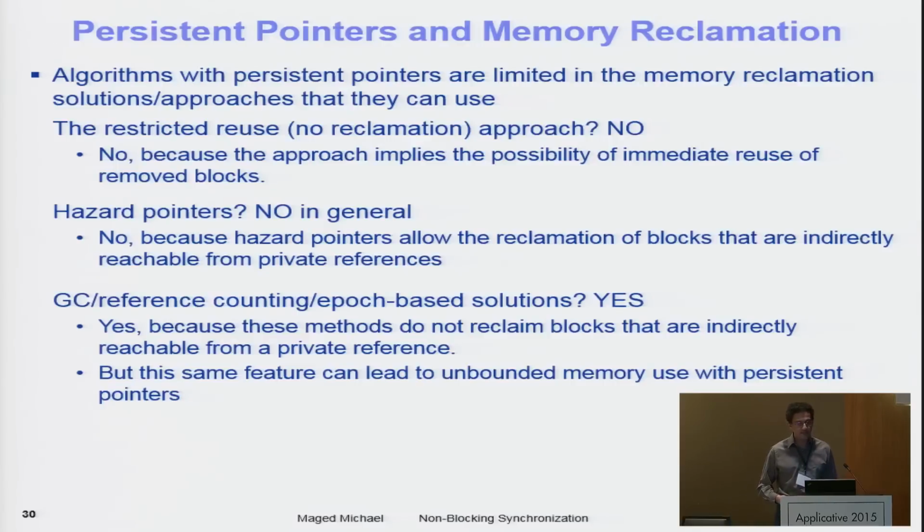It cannot use hazard pointers because, basically, hazard pointers allow reclamation of blocks that are indirectly pointed to by that block. So if you rely on holding that node, and it will prevent the reclamation of all that follows it, you cannot do that with hazard pointers. So it would require you to use a technique like garbage collection, reference counting, or epoch-based reclamation. So it limits your options if you do that.